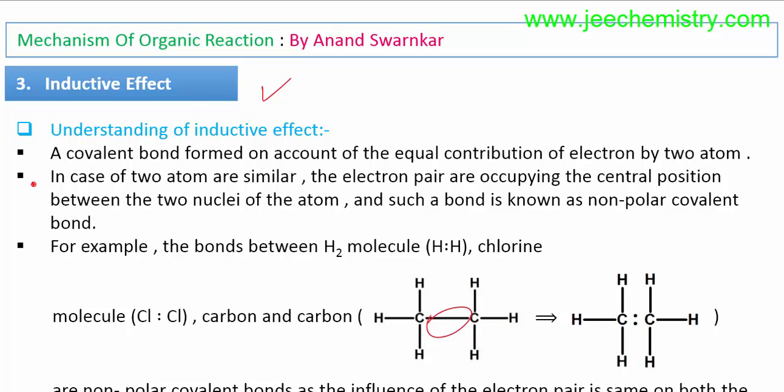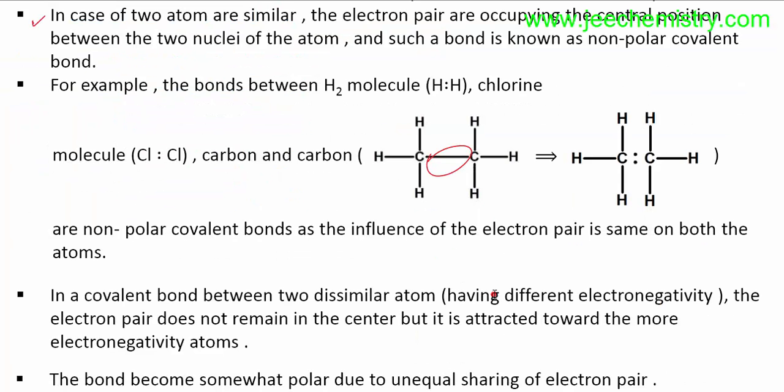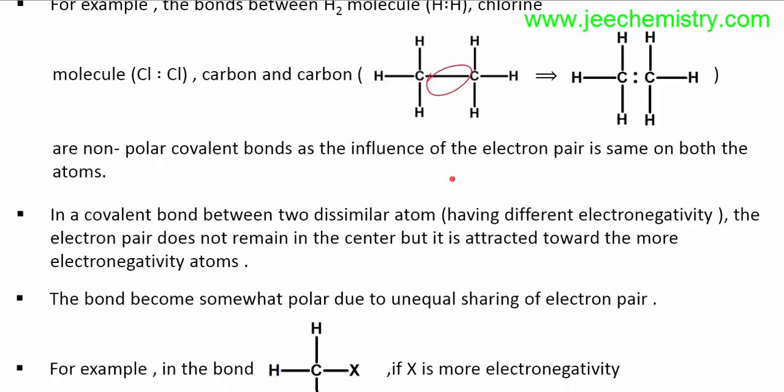Here I have written the definition. In the case of two similar atoms, the electron pair occupies the central position between the two nuclei of the atoms. Such a bond is known as a non-polar covalent bond, and these are the examples. Non-polar covalent bonds mean the two atoms are similar, the covalent bond is formed, and the electrons occupy the middle position, so they are called non-polar bonds, as the influence of the electron pair is the same on both atoms.